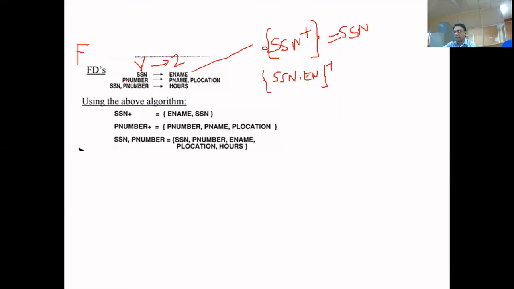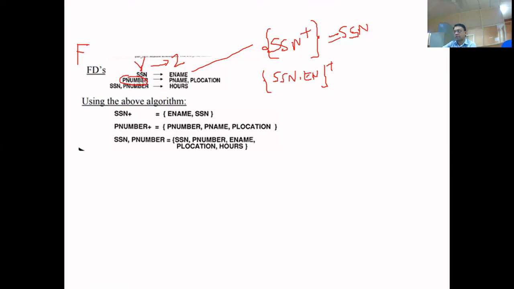Consider the second functional dependency, that is project number determines project location. Y determines Z. Check if Y is a subset of X plus. No, project number is not a subset of SSN and employee name. SSN and project number is not a subset of SSN and employee name. We have to consider these two together. So we have done with the first attribute.